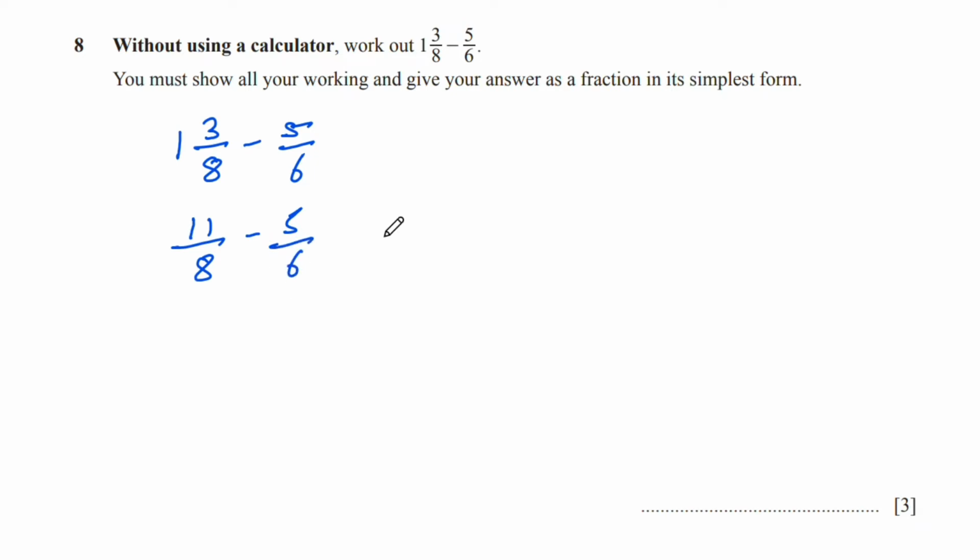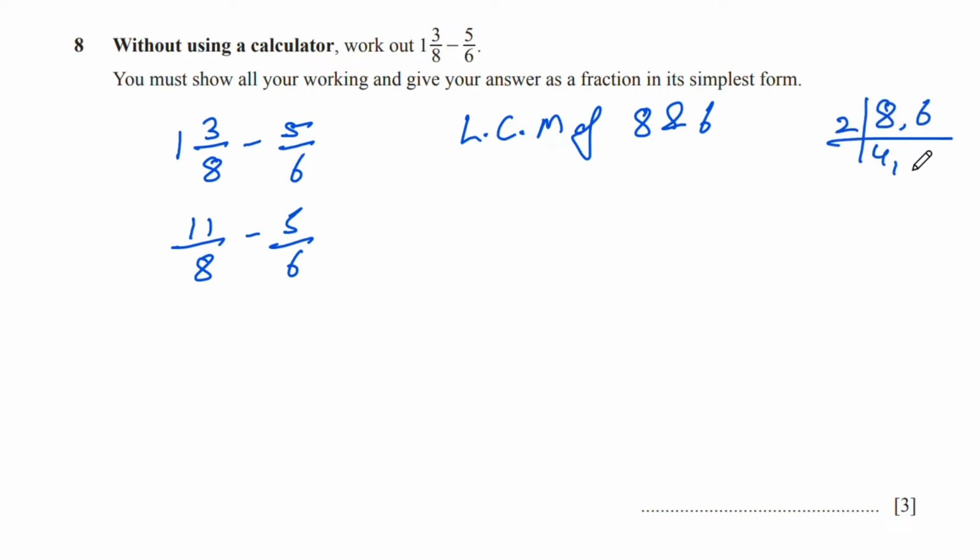Now taking the LCM of 8 and 6. The LCM of 8 and 6 is actually equals 24. So yeah, let me show you the working. So this is 4, this is 3. So now we have to multiply all these numbers, 2 into 4 into 3, which is 24. So the LCM is 24.